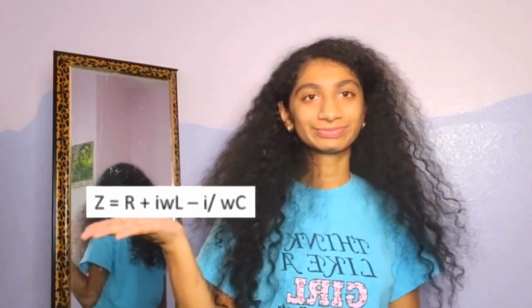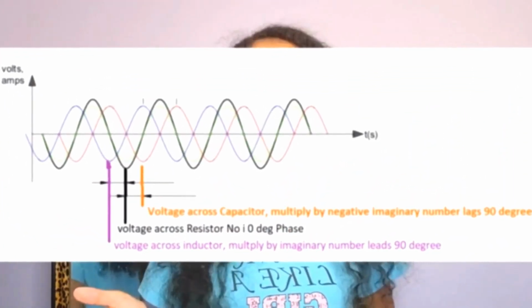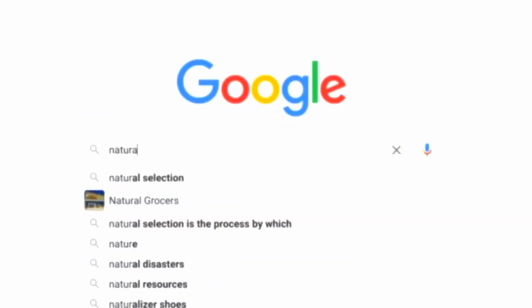Just check out this formula of impedance in an AC circuit. Since voltage equals current times the impedance, it is known that voltage across a capacitor lags the current, while voltage across an inductor leads the current. Before we get into our final example, let's discuss natural numbers.